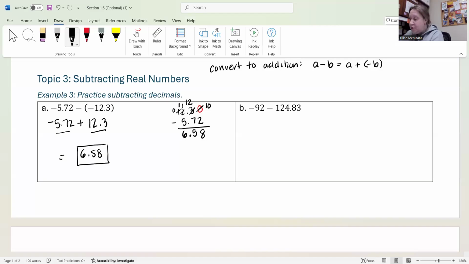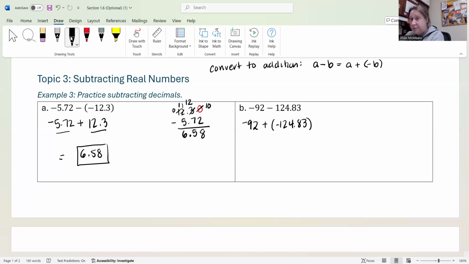Okay. So part B, we're going to rewrite this as addition. So negative 92 stays. But instead of subtracting positive 124.83, I'm going to add the opposite. So I'm going to add, and the opposite of positive 124.83 is negative 124.83. So now I'm adding two numbers that have the same sign.